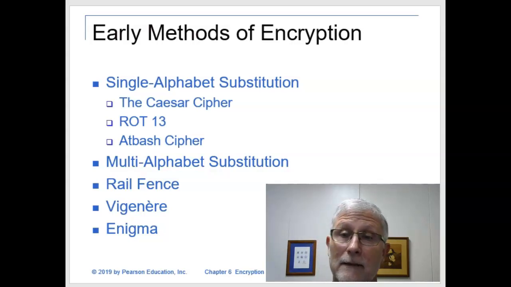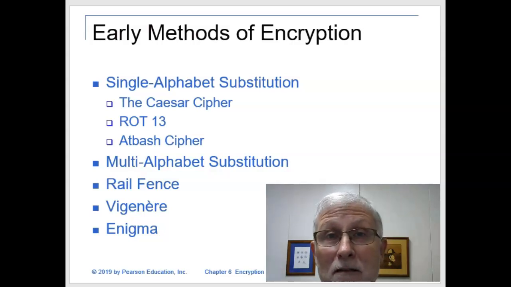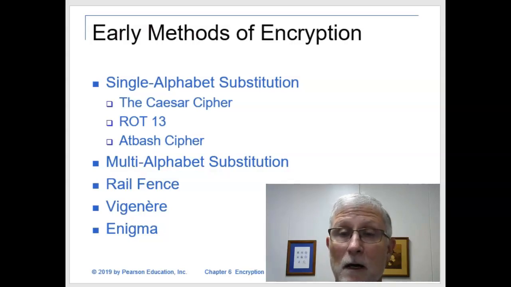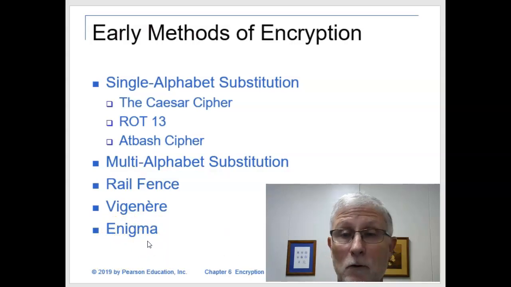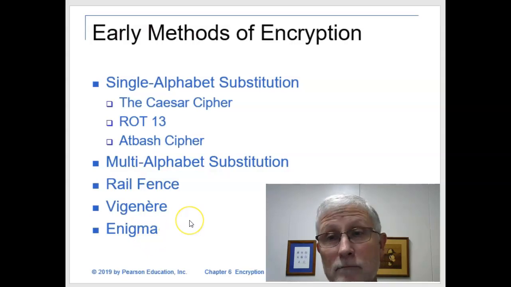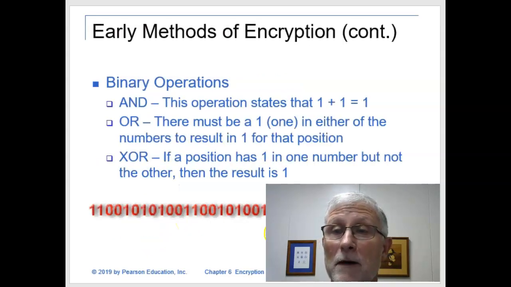So you've got multi-alphabet ciphers doing multiple substitutions. I can split the message into different tracks and do that. That's what the rail fence does. And then you've got several others that the textbook goes into. Probably one you've seen in movies or back in World War II, the Enigma machine. So some definitely very early methods.